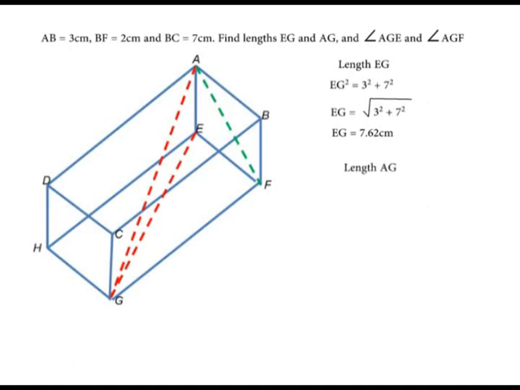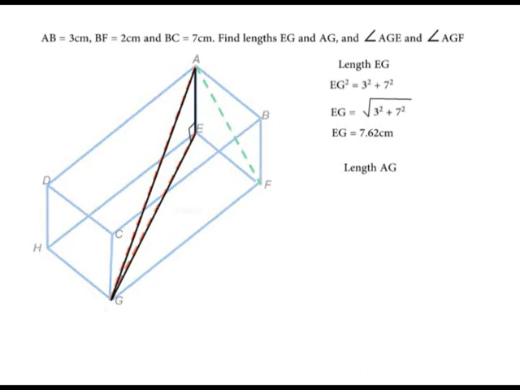Next is length AG. Now AG is a line in space. It doesn't lie on any of the 6 rectangular faces. But you can think of AG as forming part of a triangle AEG. Again, all the 4 planes on the sides are perpendicular to the bottom plane. It therefore means that the line AE is also perpendicular to the bottom plane. Therefore, triangle AEG is right angled at E.